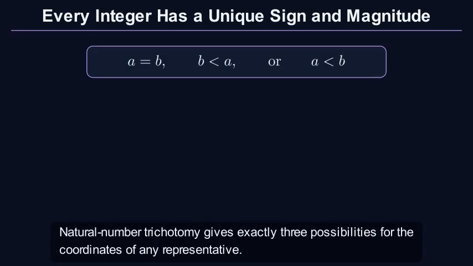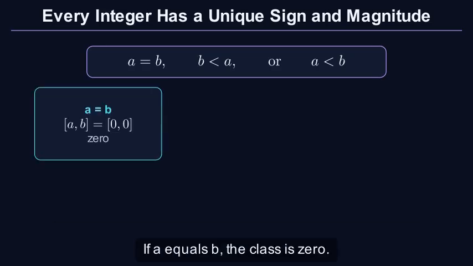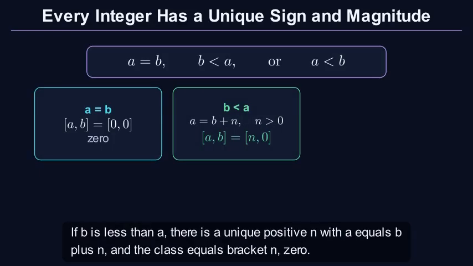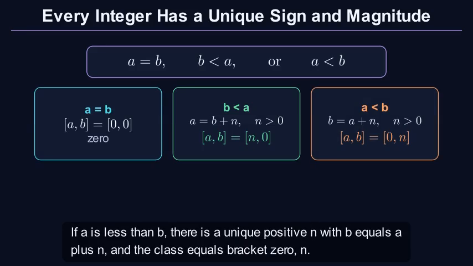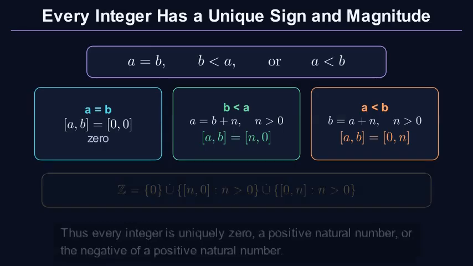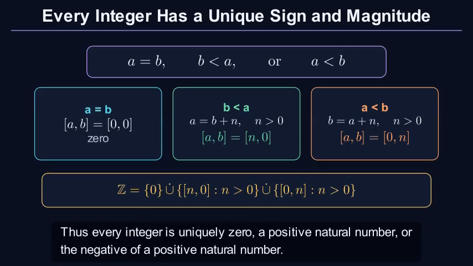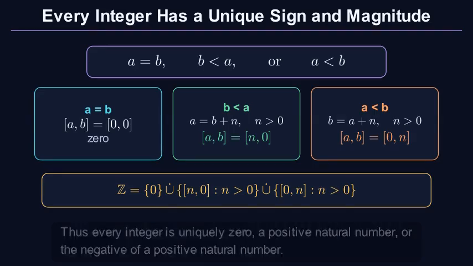Natural number trichotomy gives exactly three possibilities for the coordinates of any representative. If a equals b, the class is 0. If b is less than a, there is a unique positive n with a equals b plus n, and the class equals bracket n, 0. If a is less than b, there is a unique positive n with b equals a plus n, and the class equals bracket 0, n. Thus every integer is uniquely 0, a positive natural number, or the negative of a positive natural number.